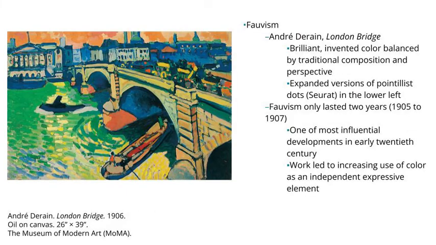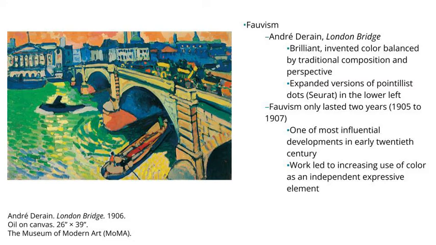Next, we've got André Derain, who made this painting London Bridge, another Fauvist. And this has brilliant invented color, so it's not the actual colors of the scene, but colors made up in the artist's mind's eye. And this is balanced by the traditional composition and perspective. So we've got a little bit of traditional things in terms of how the painting is laid out, but the colors are very inventive and different.